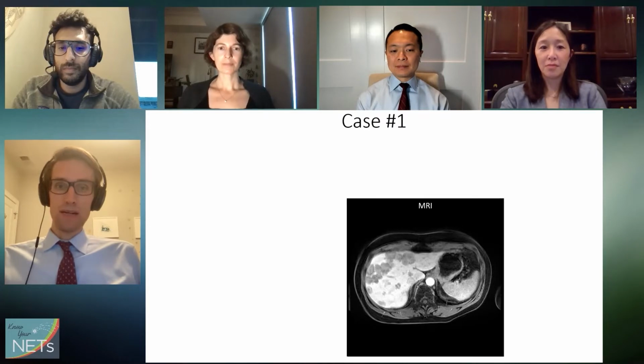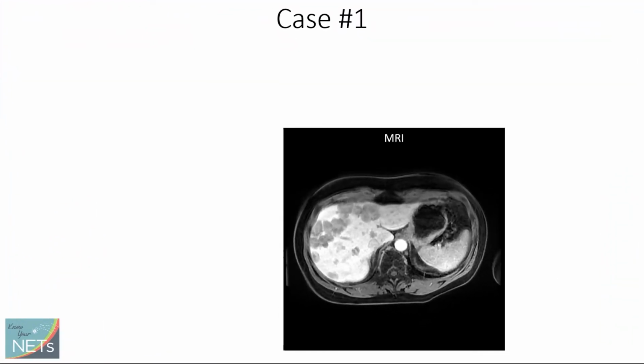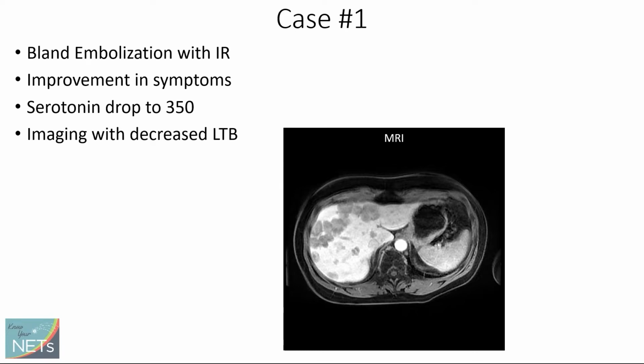So this is what we did. We got liver-directed therapy. This is actually a real case. And you see here that it actually got a lot better already. So the tumor actually not only stabilized, but shrunk, and her symptoms dramatically improved. Her serotonin dropped to 350 from over 1300, and she was a really happy camper for quite some time. And she did continue the octreotide and had a really good quality of life.